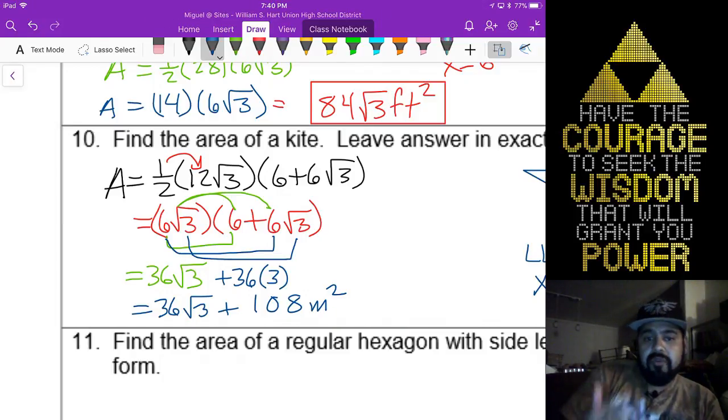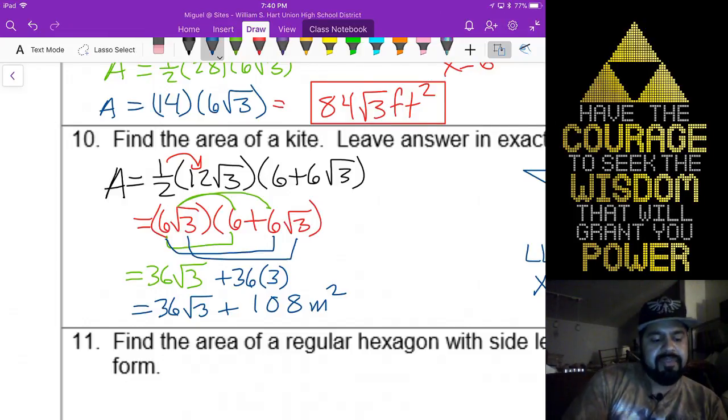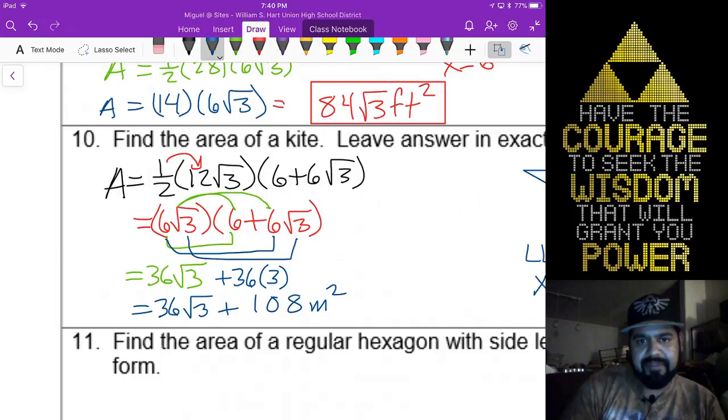Now, in terms of order, it doesn't matter if I write the 36 rad 3 first, plus the 108, or if I write 108 plus 36 rad 3. Either way works out fine.